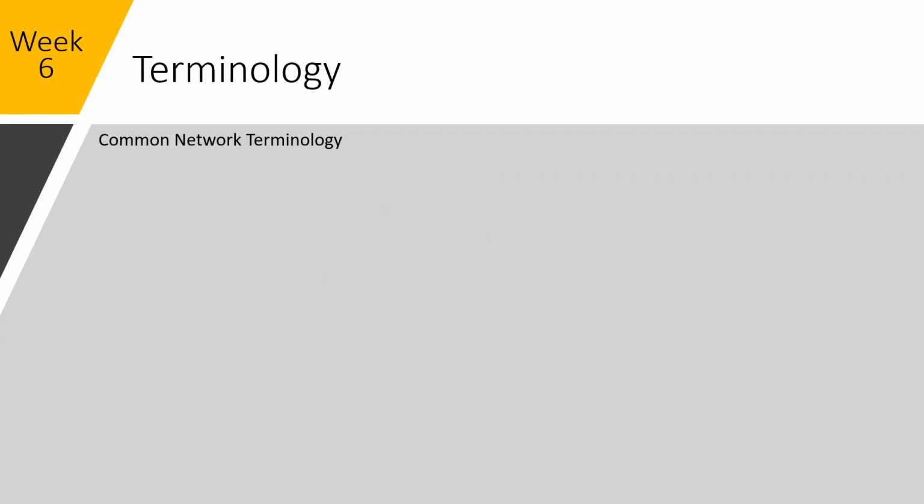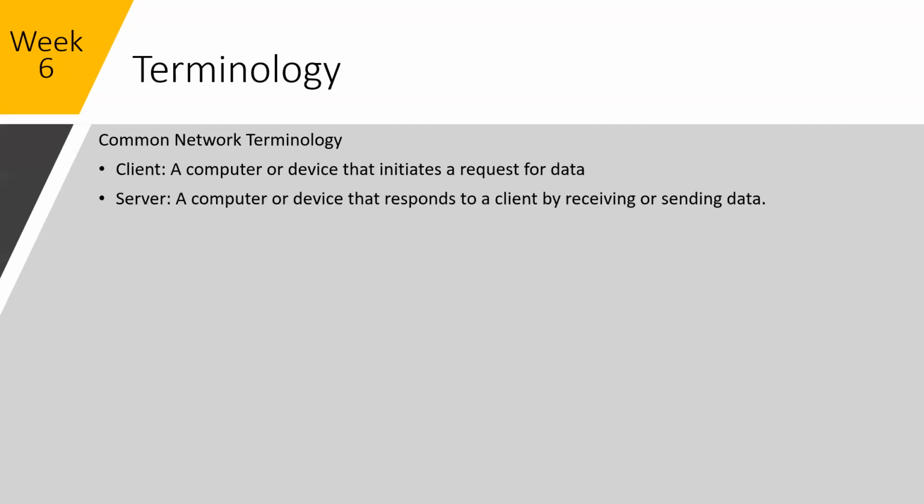All right, so some common terminology. Client is roughly described as a computer or device that initiates a request for data. So your computer on a network would be talking to a server. A server would be a computer or device on a network that responds to a client by receiving or sending data. So when you connect to the internet, you're the client, you're requesting to connect to a website.